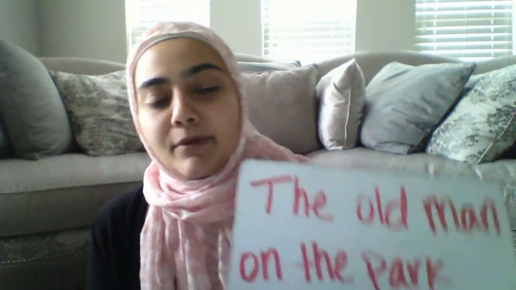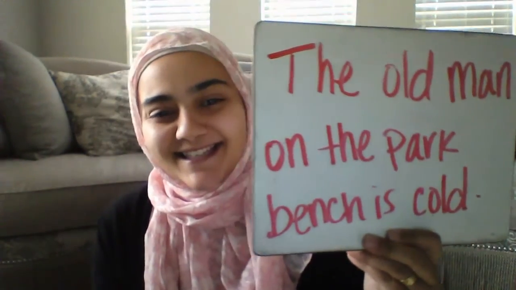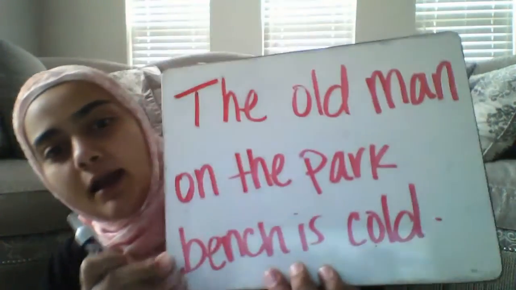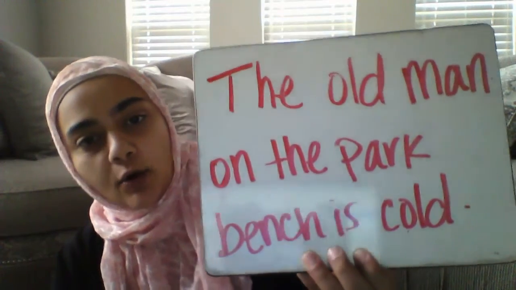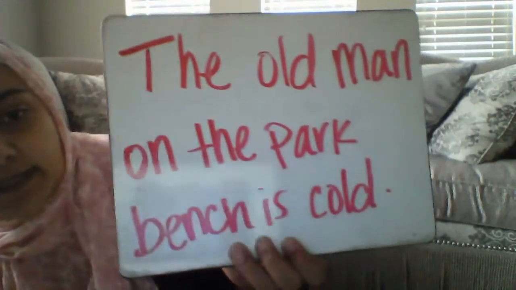Okay, so this is what you're going to do now. We're going to practice coding some of these words in my sentence, and then you're going to get your worksheet page and homework page to work on your own in class, okay? So it says, the old man on the park bench is cold. So we're going to code some of these words.